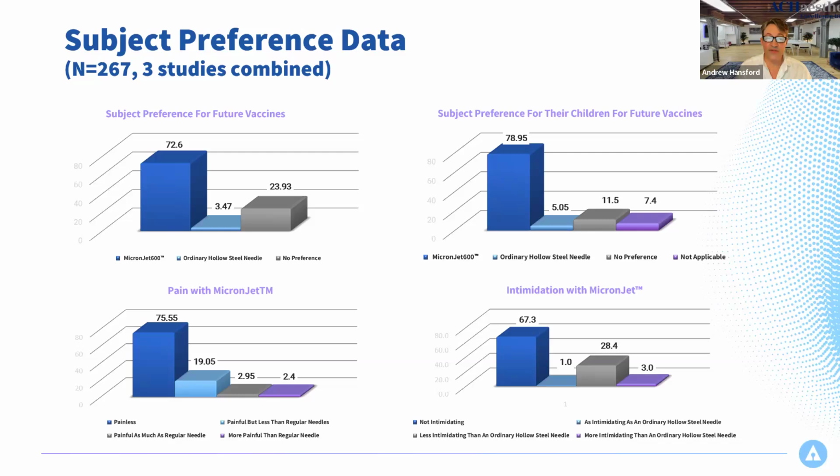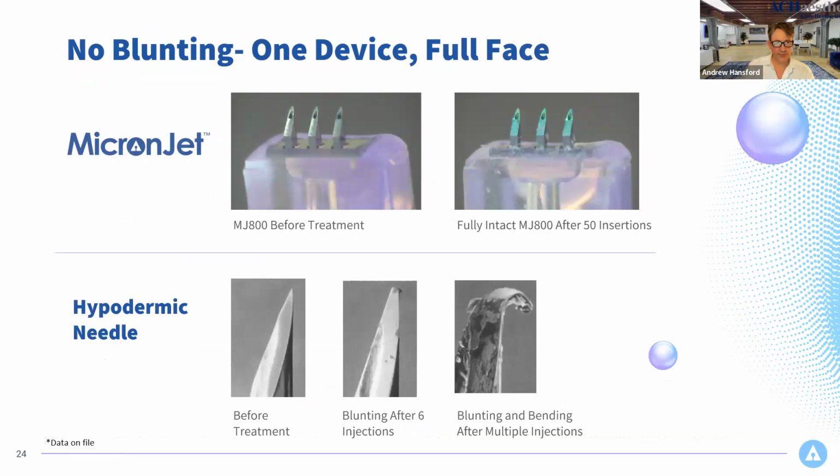They look at this needle, they can't even see it. The pain: we've got 75.55% painless, and intimidation 63%, so technically not intimidating at all. As you can see, this is exactly what I mentioned earlier about the amount of injections that you're doing. For the toxin especially, before treatment, after 6 injections, you can see what the needle looks like. And as you can see, the top one, the Micron 800, after 50 injections, hasn't changed at all.